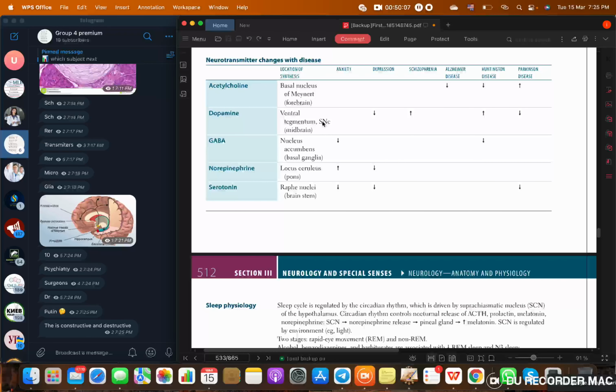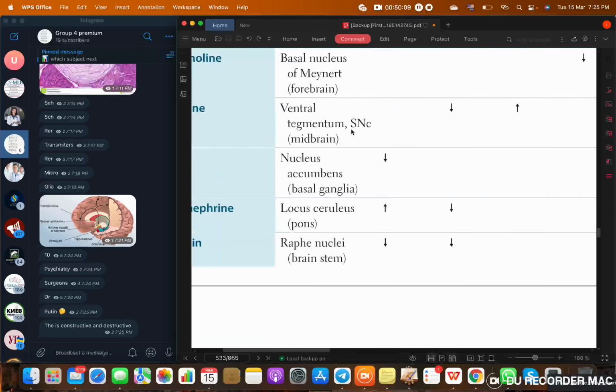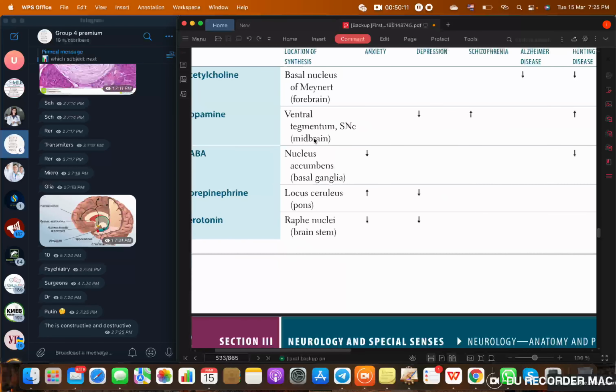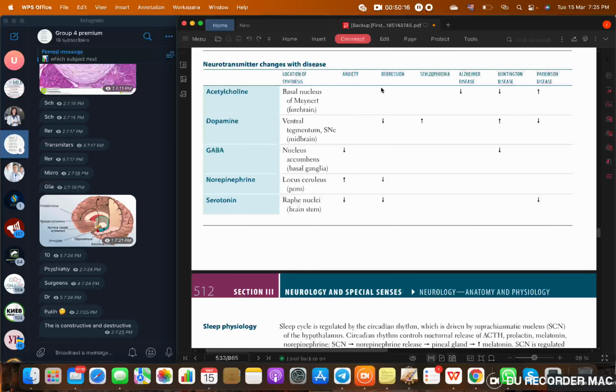So, dopamine. Dopamine is made in the substantia nigra and in the ventral tegmentum. Both are located in the midbrain. So, in depression, dopamine will be down. That's actually one of the main causes. And if you remember, we can give the SNRIs or SSRIs, which are a type of medication that increase the serotonin and they increase the dopamine. In schizophrenia, the dopamine will be high. That's why the antipsychotics work.